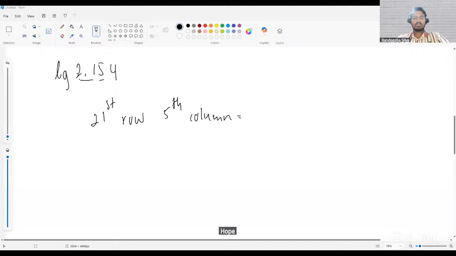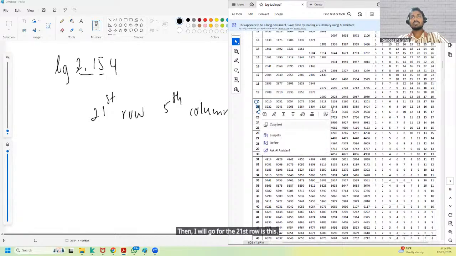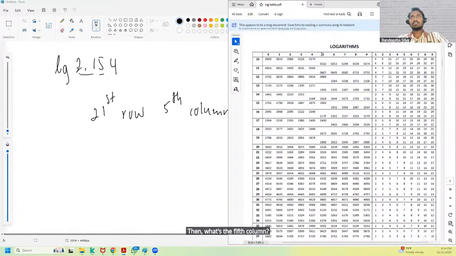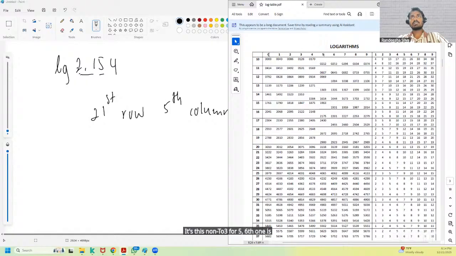Hope you can see both the logarithm table and this now. So 21st row, fifth column. I'll go to the 21st row, which is this. Then what's the fifth column? Here it's this. 1, 2, 3, 4, 5, the sixth one is the fifth one because it's starting from 0.